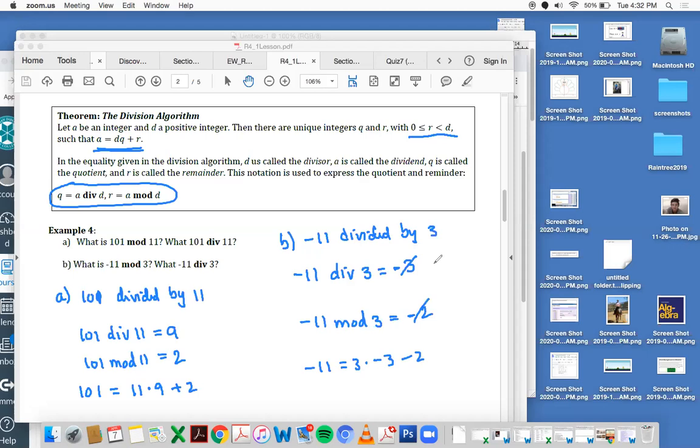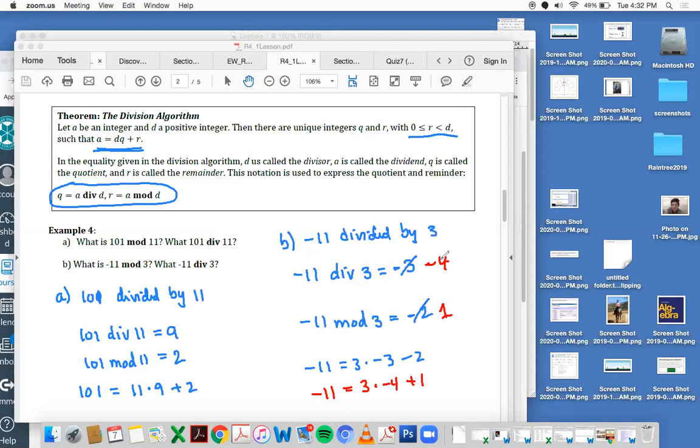So what should I say? Negative 4. All right, so if I say negative 4, then I have negative 12, which gives me a remainder of positive 1. So I can write negative 11 as 3 times negative 4, which is negative 12, with a remainder of positive 1. Actually, R has to be less than D, right? It has to be a positive number that's less than what you're dividing by.